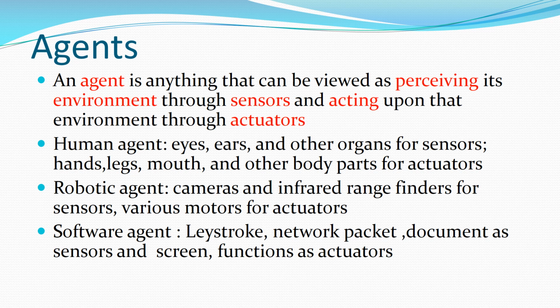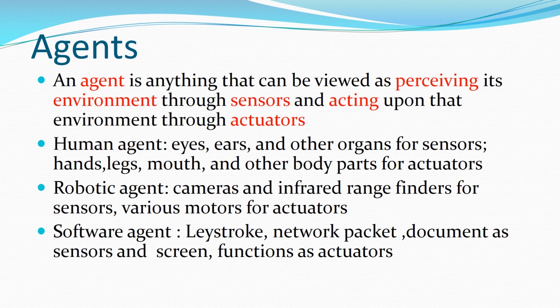Agents. An agent is anything that can be viewed as perceiving its environment through sensors and acting upon that environment through actuators. So first we'll see what we mean by an agent. We have already seen that an agent is an entity which acts in the environment and tries to achieve the desired goal. Now, what is an environment? What are the sensors and what are the actuators?